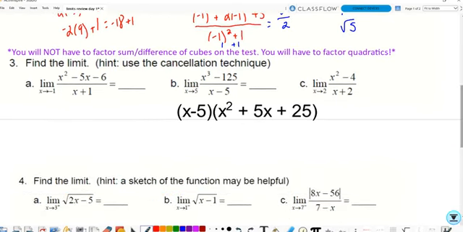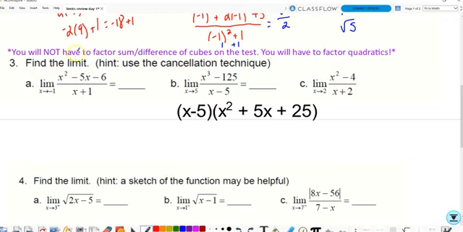For this next section, it says use a cancellation technique. So one piece to clarify, you will not have to factor the sum and difference of cubes like this on the test. You will have to factor quadratics, something with an x squared, a difference of perfect squares. So we're going to practice the factoring now.